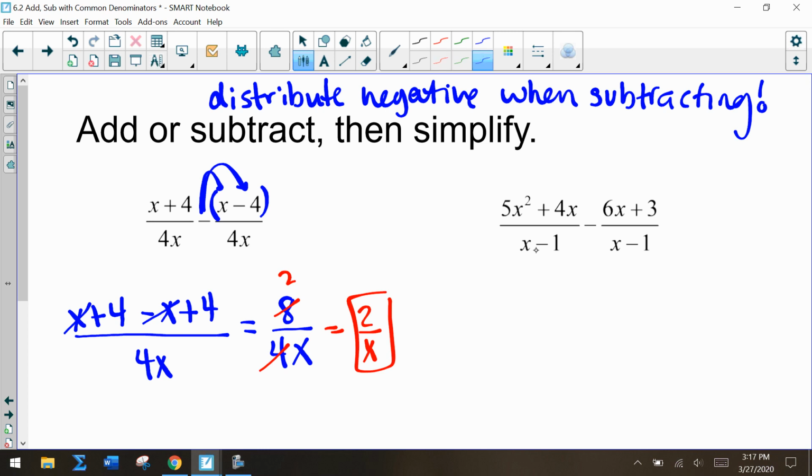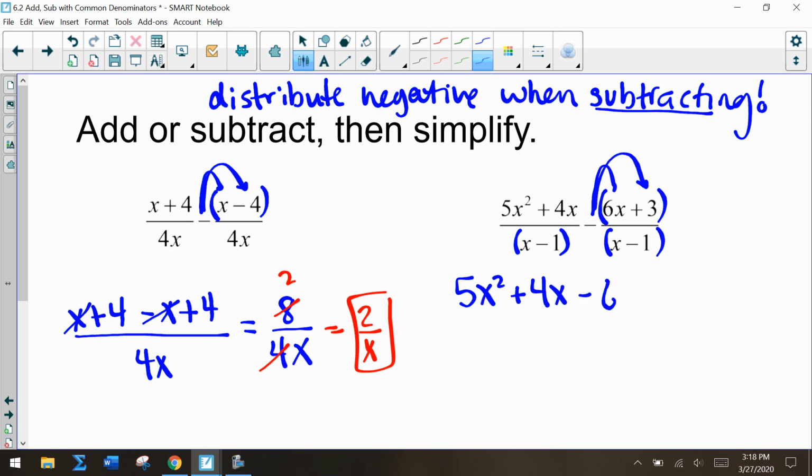again, we have this common denominator, this x minus 1, but now we have this 6x plus 3 after the subtraction sign. So when we see subtraction, we have to think to distribute. So when we distribute this negative, our numerator becomes 5x squared plus 4x minus 6x minus 3. So I'm going to go ahead and simplify. Put that over x minus 1.